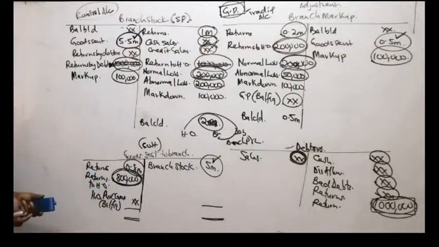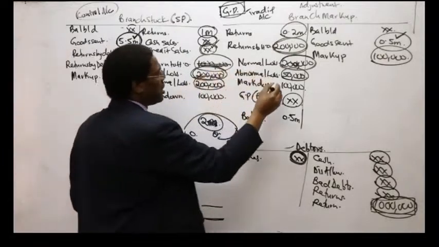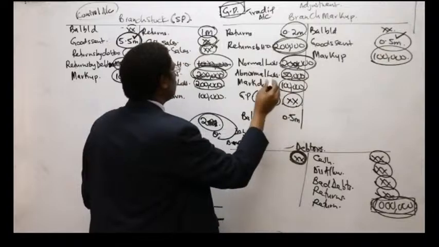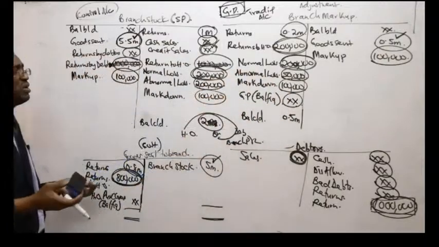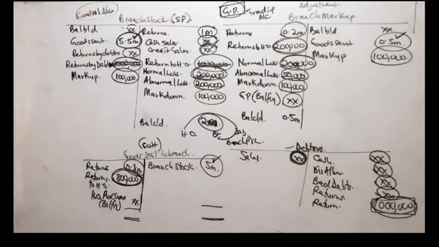What if there's a markdown in price? If there's a markdown in price, you debit branch markup and you credit branch stock, which is the same as saying when there's a decrease in selling price.